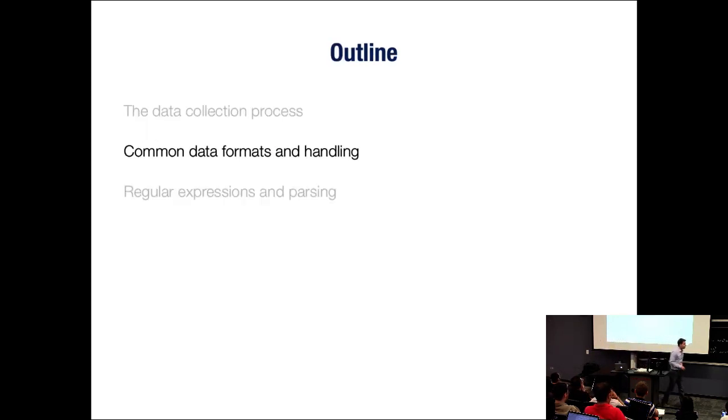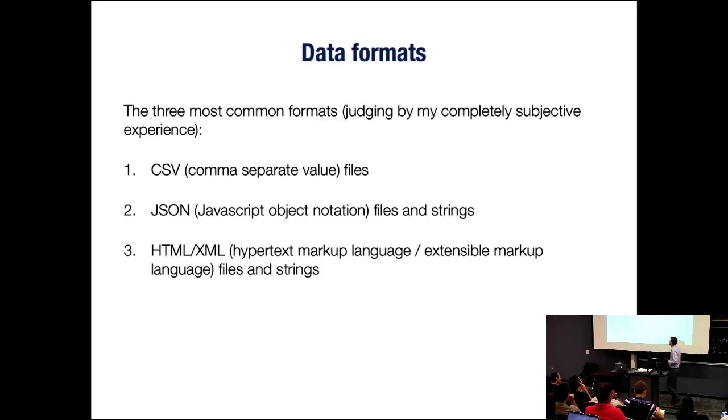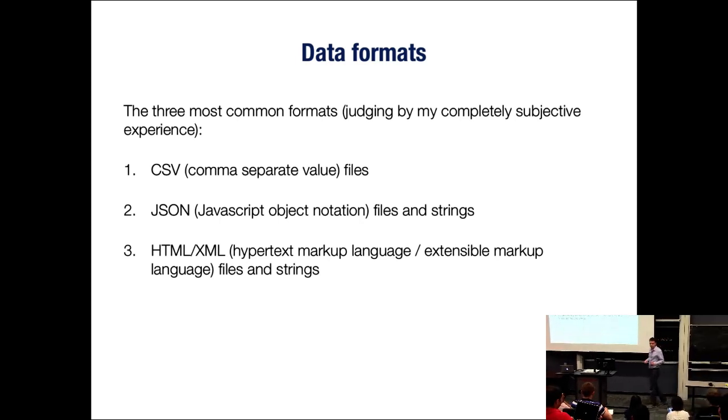All right, so let's talk about data formats. Again, thrilling stuff here, I know, but things you should probably know. By my completely unscientific experience, there are three formats you're going to encounter a lot. These are CSV files, comma-separated value files, which are not separated by commas, incidentally. They're separated by something, but not commas. JSON files and strings, and HTML or XML. JSON stands for JavaScript Object Notation. HTML is hypertext markup language, and extensible markup language is XML.